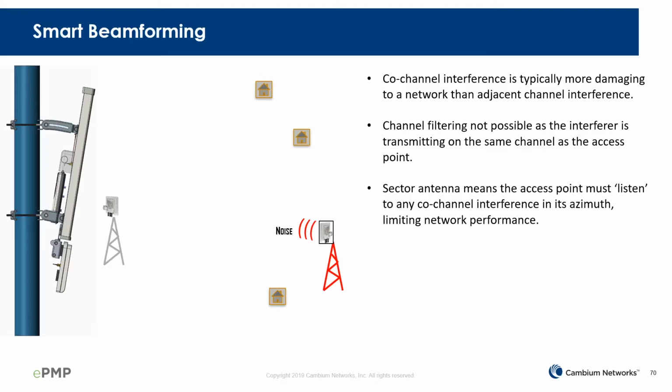By creating a narrow point-to-point-like beam dynamically from the access point to each subscriber in sequence, the access point limits the interference it hears. The beams are created automatically with no user intervention required. There is also no change required to the subscriber modules. This has a dramatic impact on the network performance by limiting the co-channel interference the access point can hear when an SM is transmitting.